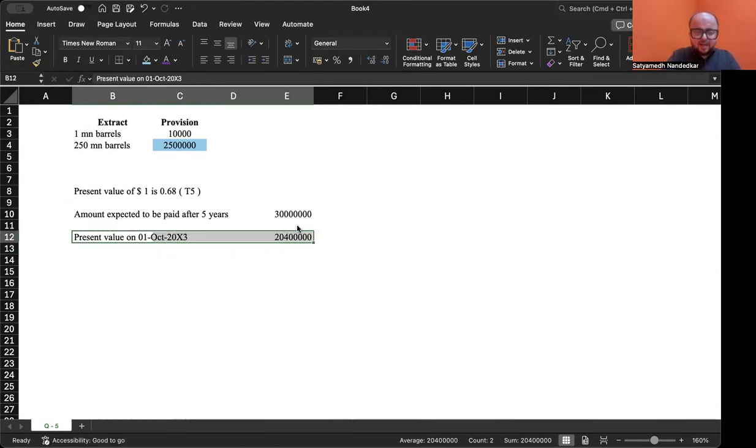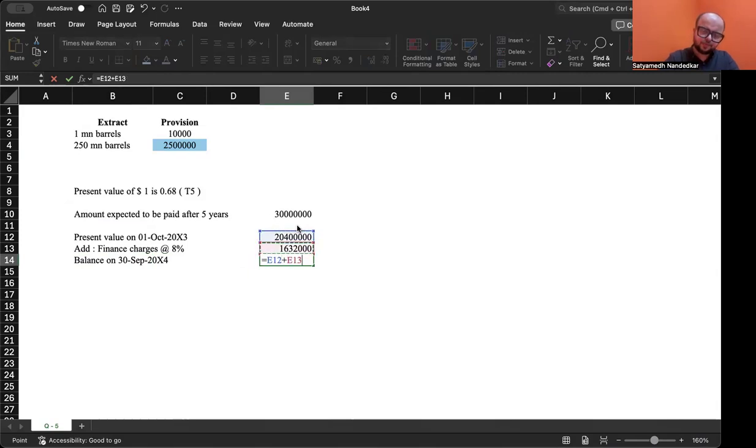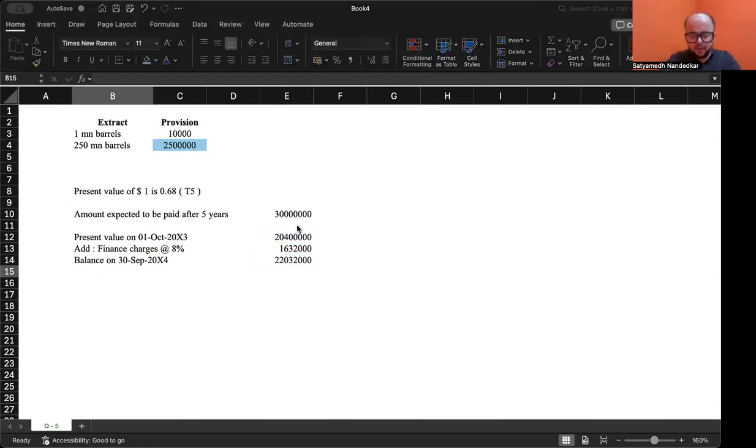So to this, I will add the unwinding of discount, the finance charges at the rate of 8%. This into 8%. So the balance on 30th September 2004, 2,203,2000. This is the balance of the dismantling provision on 30th September 2004.